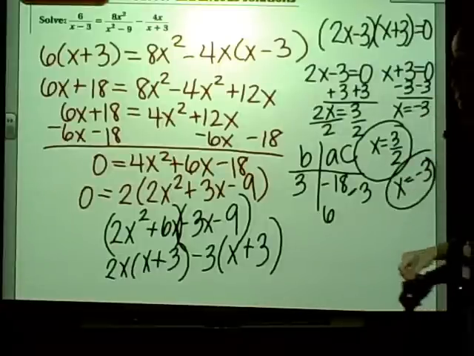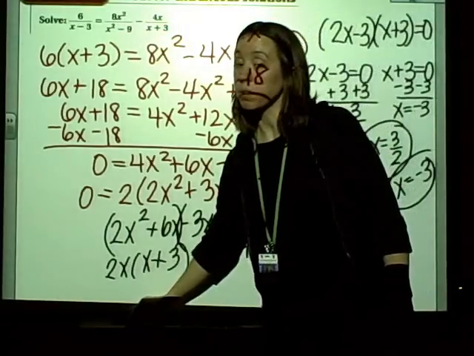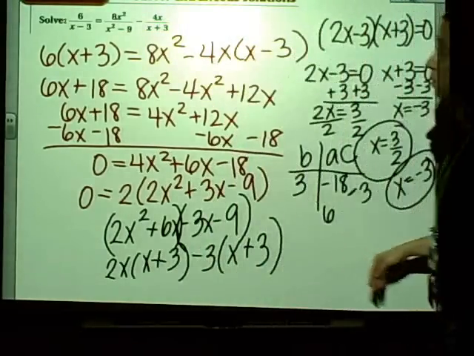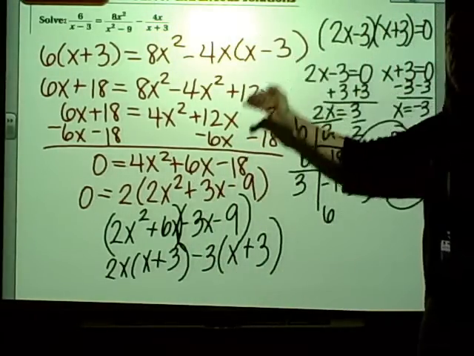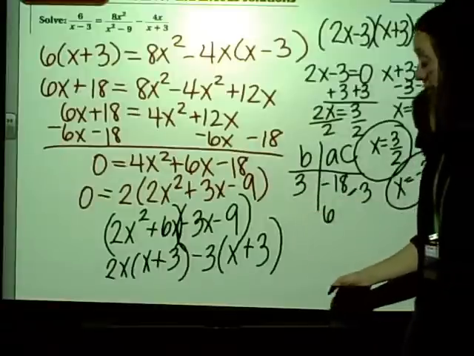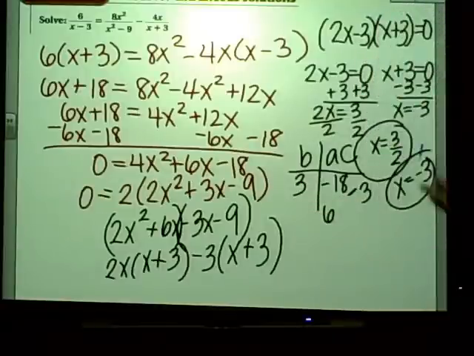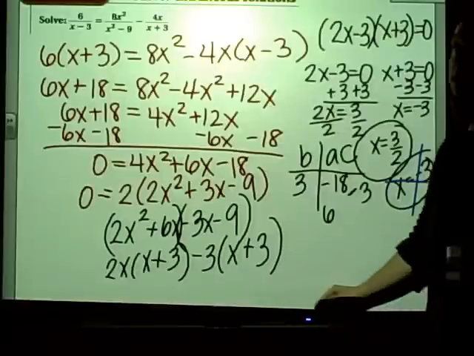Now, it does say in this problem to check for extraneous solutions. So what we would do is plug them in. Whichever one doesn't make sense, that's extraneous. And for this problem, negative 3 is the one that does not make sense.